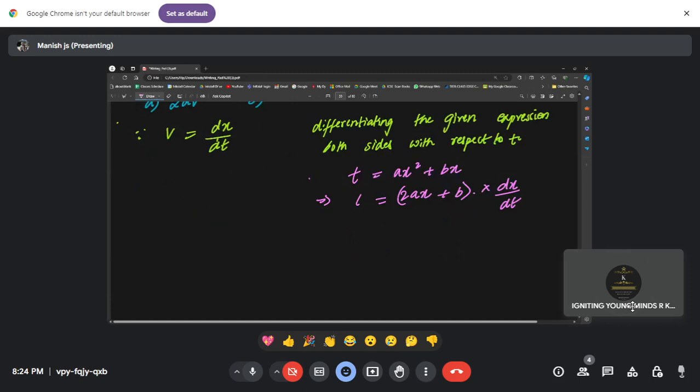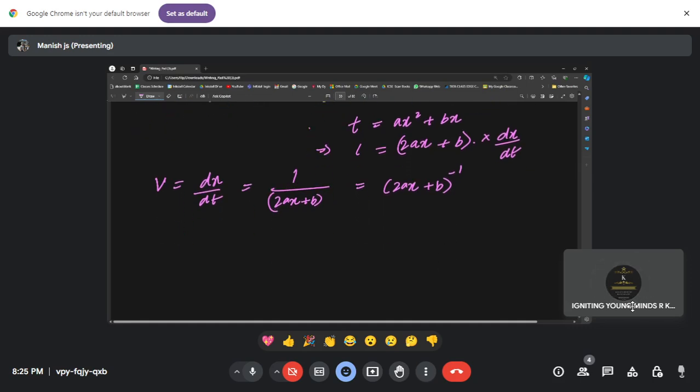Once you get a relation like this, you know that velocity is the rate of change of displacement. So you can express that as 1 upon (2ax plus b). You take it to the numerator, and you can write it as (2ax plus b) the whole inverse. That is how velocity can be expressed. Once you express velocity, children, now you go and find out what is acceleration.